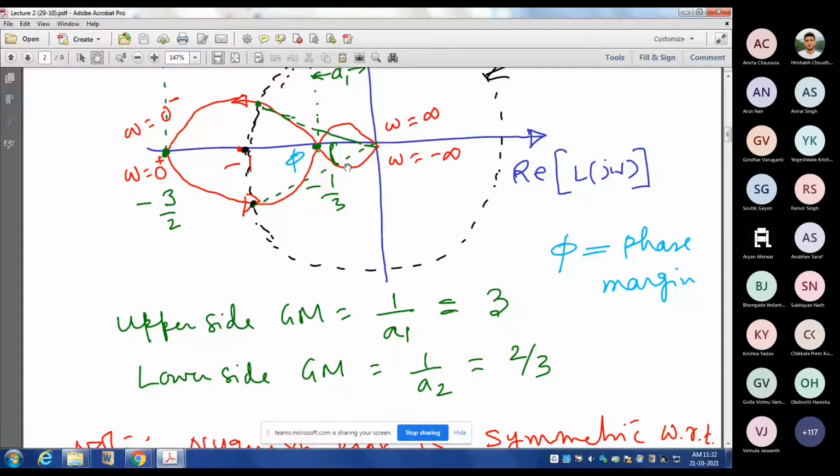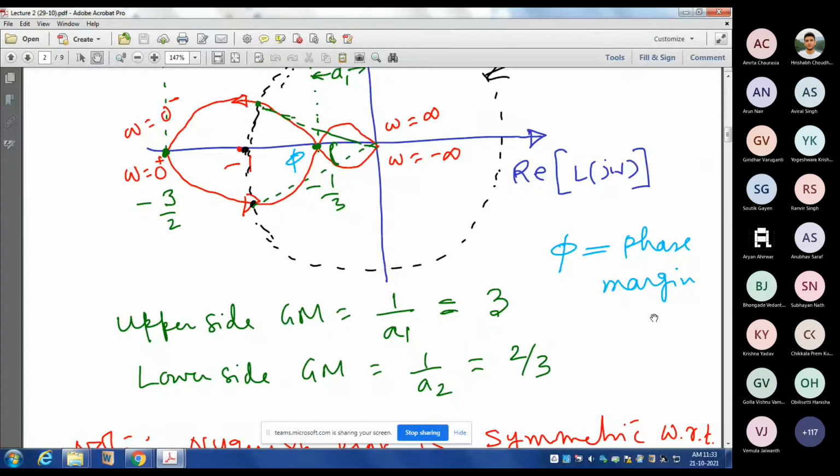In that way you can get the phase margin, and you can easily see this is the amount of negative phase you have to include. The amount of positive phase is this one. Since the root locus is symmetric with respect to the x-axis, the amount of positive phase and negative phase will be the same. That's why there is no concept of upper side or lower side phase margin; it is simply called phase margin.